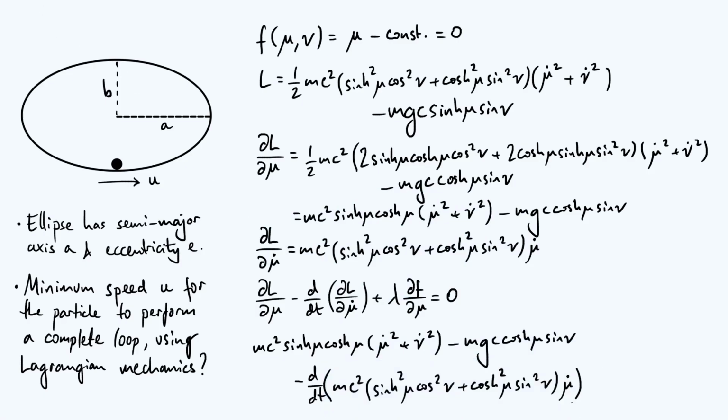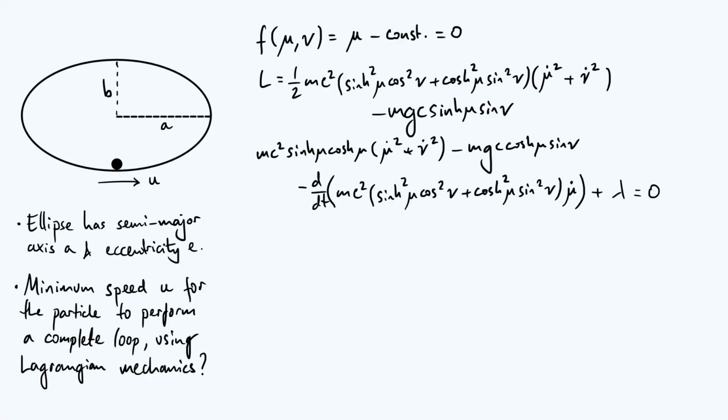Close the brackets on my time derivative. I add on lambda df by d mu, where lambda is my Lagrange multiplier. df by d mu, well, look all the way at the top. Remember that f is just mu minus a constant, so if you differentiate that with respect to mu, you just get 1, which makes this very easy. It's just plus lambda at the end, and all of that stuff is supposed to be 0.